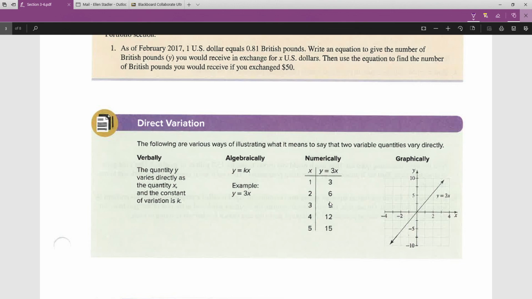Numerically, you can put it into a table or have your calculator put it into a table. And we can also graph it. What kind of shape does it form for direct variation? Are we a curve or are we a line? Direct variation will form a straight line. You are now ready to begin your group work on page 361.